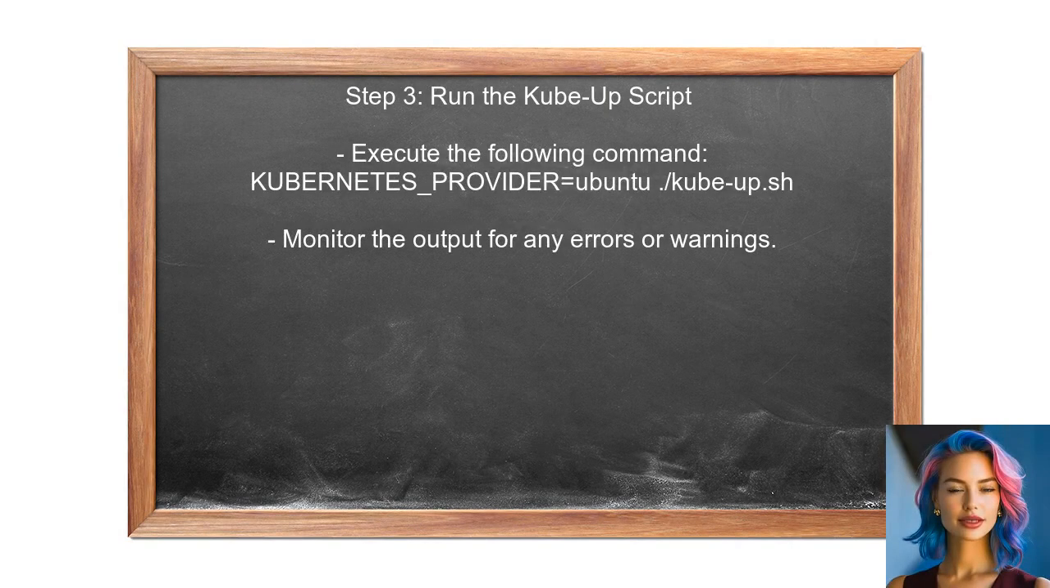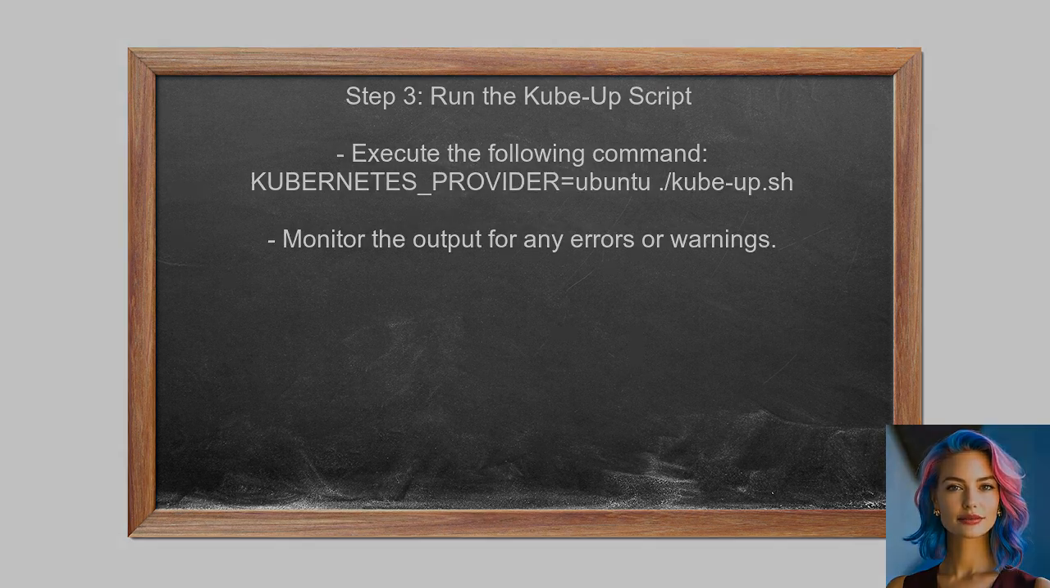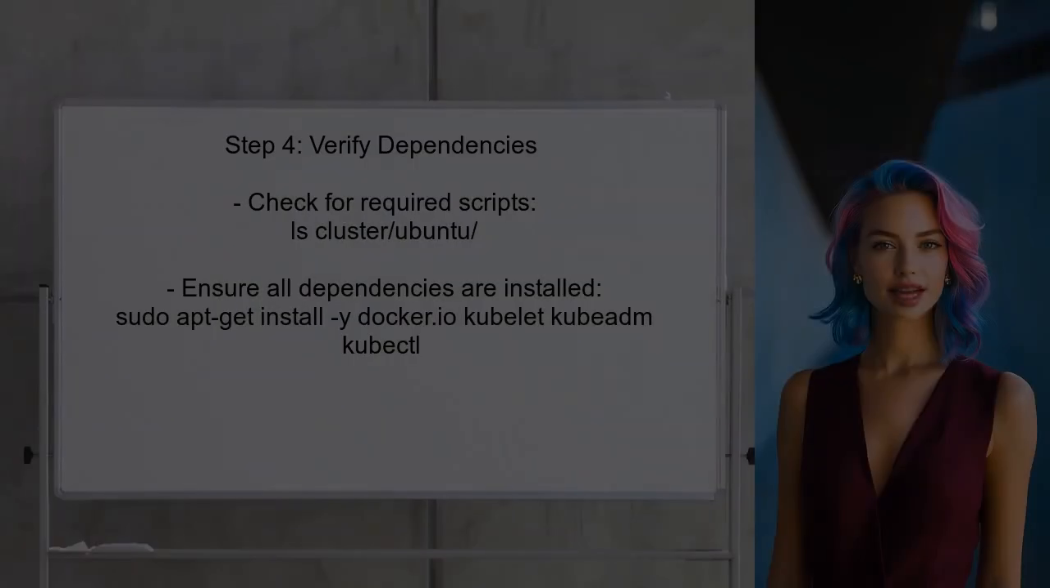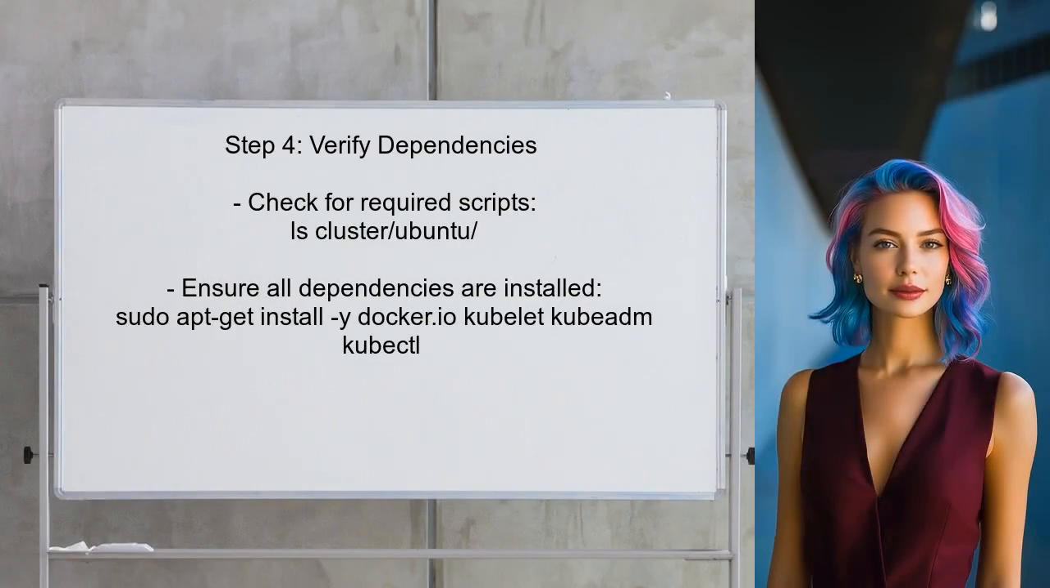After configuring the settings, the user should run the kubeup script. This script will initiate the Kubernetes cluster setup. It's important to monitor the output for any errors during this process. If the user encounters issues with missing files or commands, they should verify that all dependencies are installed. This includes checking for the presence of required scripts like verify kube binaries.